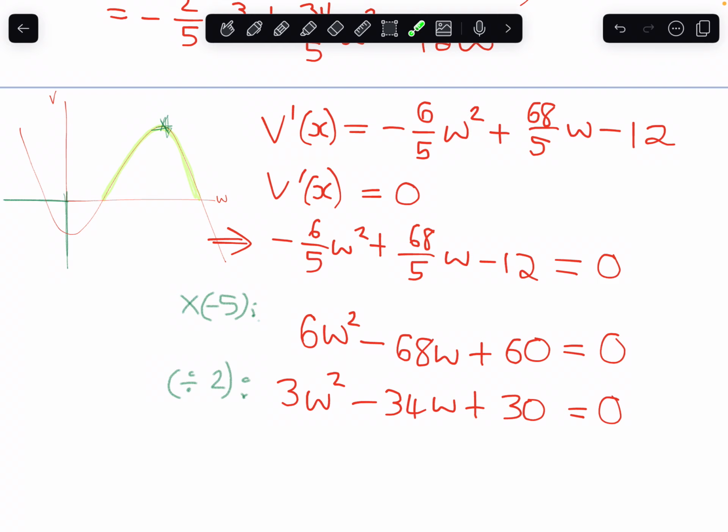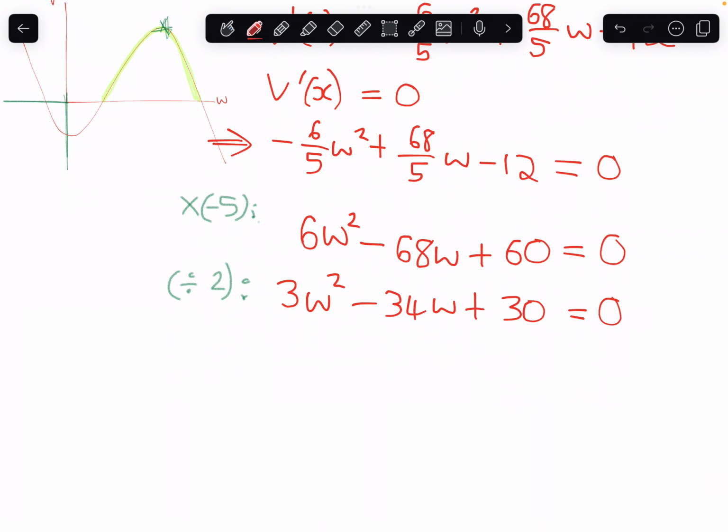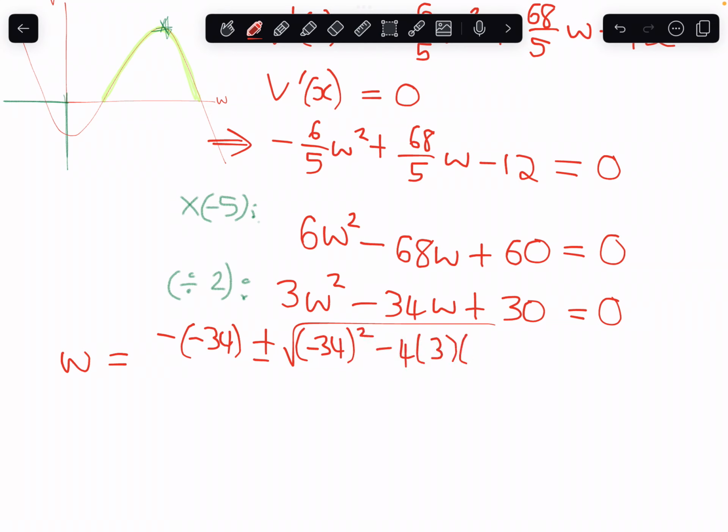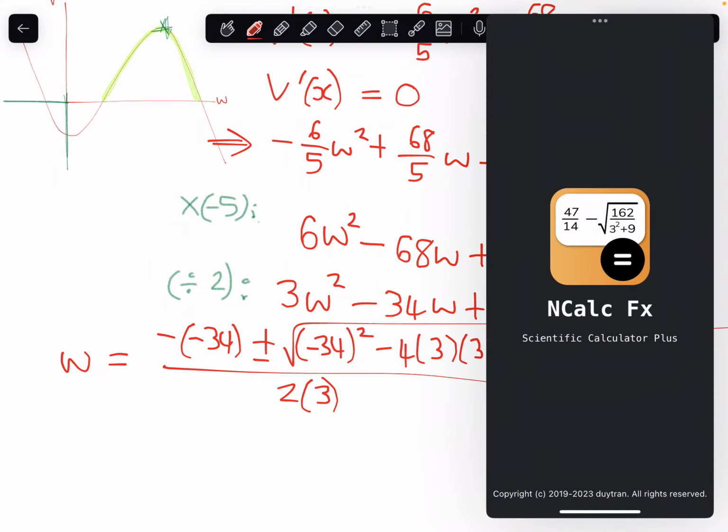Yeah, okay. So I'm going to take it to the quadratic formula. So w is equal to minus minus 34 plus or minus the square root of minus 34 squared minus 4 times 3 times 30, divided by 2 times 3. And I'm just going to chuck it into the calculator as is.